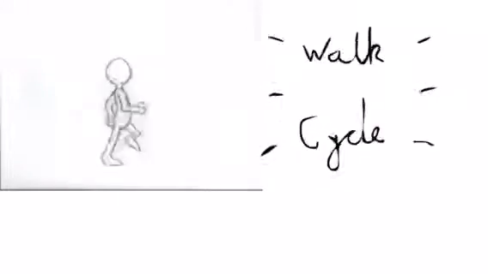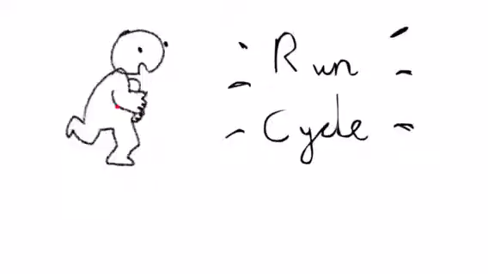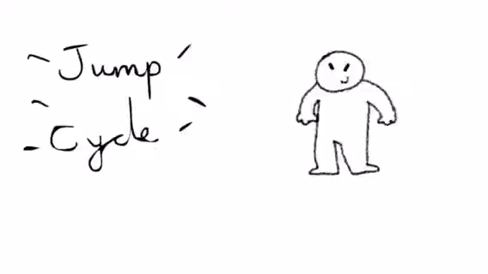Game animators make their job much easier by creating animation cycles. For example, there will be a walk cycle, a run cycle, a jump cycle, and so much more. Then they will code it so when the controller is used, the right cycle would play.